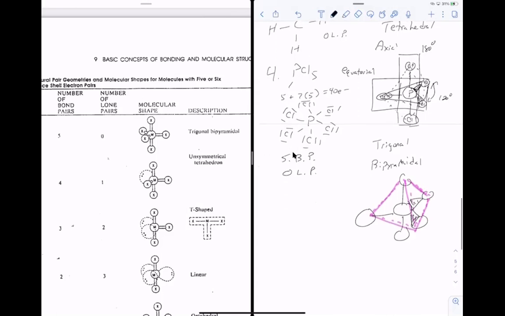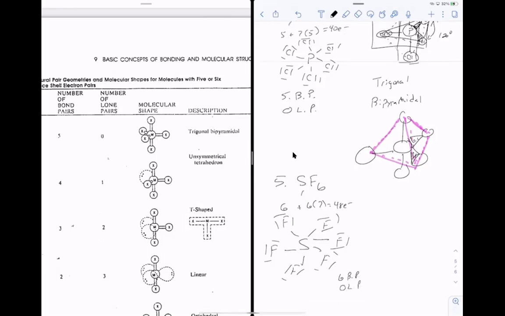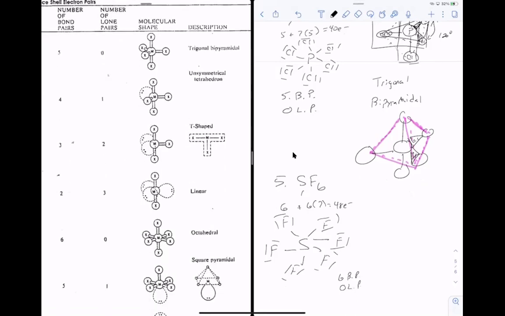Okay, number 5. Number 5 is SF6. Sulfur has 6 fluorines times 7, so a total of 48 electrons. Again, we draw the Lewis structure for this. That's S and 1, 2, 3, 4, 5, 6 fluorines. You count them all up, that's 48 electrons. That's 6 bonded pairs and no lone pairs. You arrange these in such a way as to be as far apart from each other as possible. When you go down, 6 bonded pairs and no lone pairs is my octahedral.